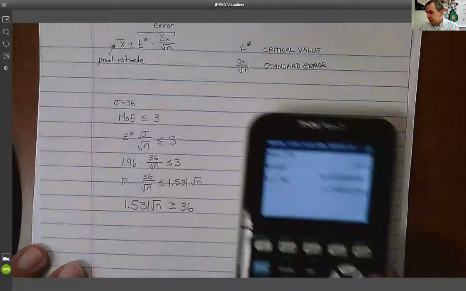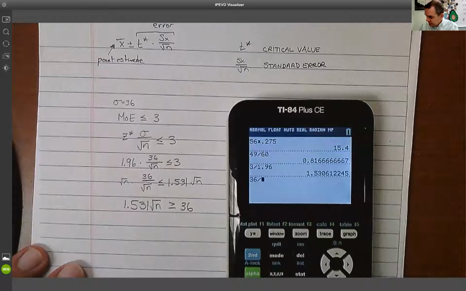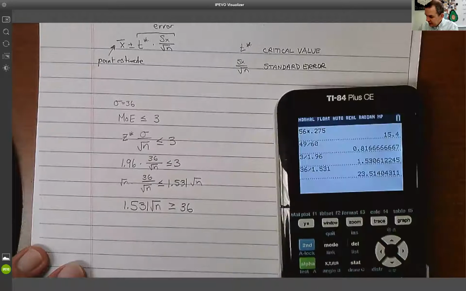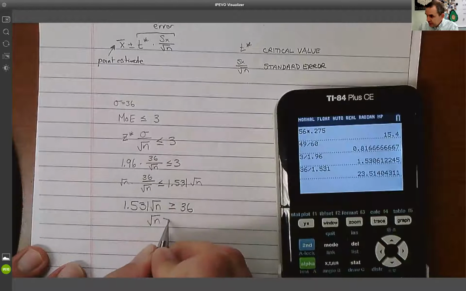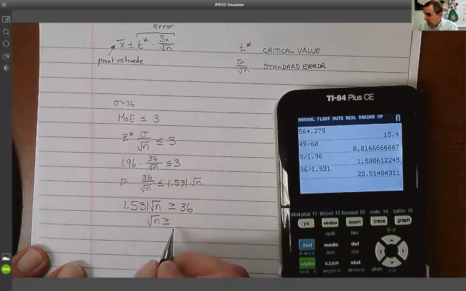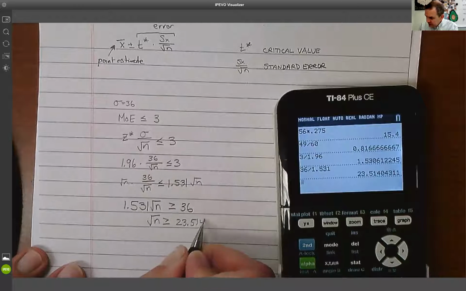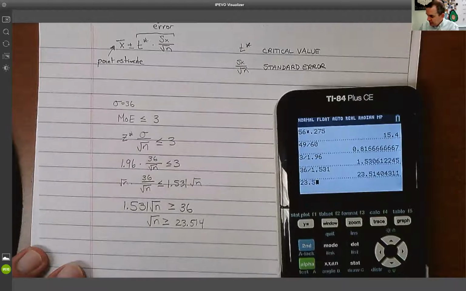Now what I'm going to do is divide 36 by 1.531. And that's going to give me the square root of n is greater than or equal to 23.514. And then I'm going to take that 23.514 and square it.